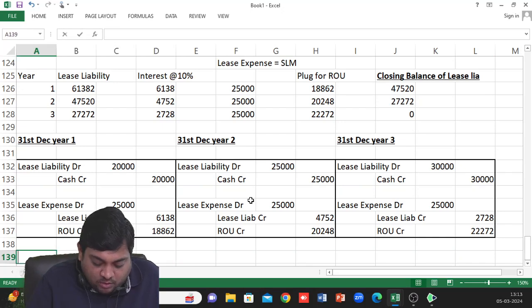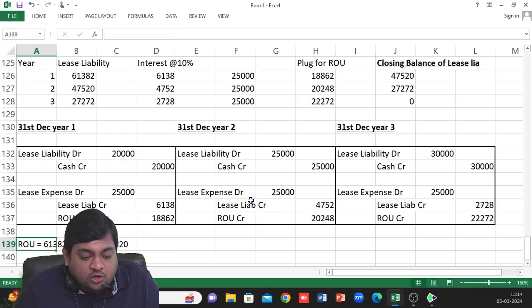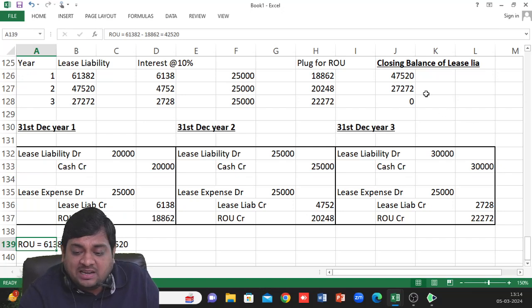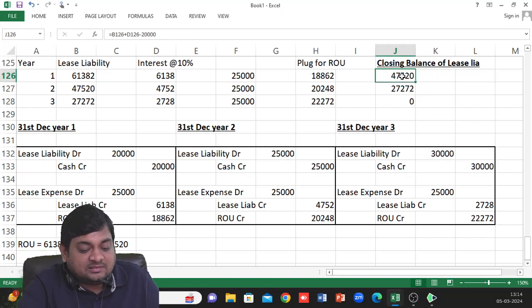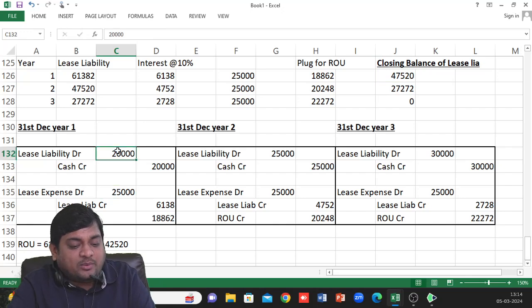So we have ROU in the very first year. It is 61,382 minus 18,862. So this will be 42,520. See, this ROU is 5,000 less than the lease liability. Why? Because 5,000 is outstanding. Expense is 25, but I have paid only 20.